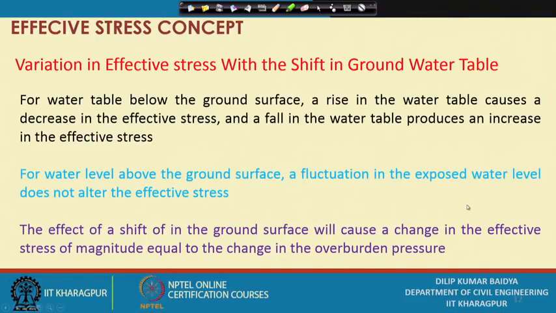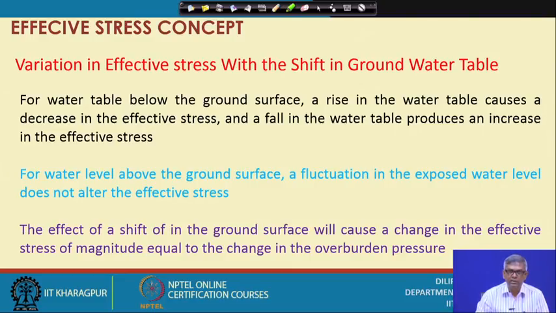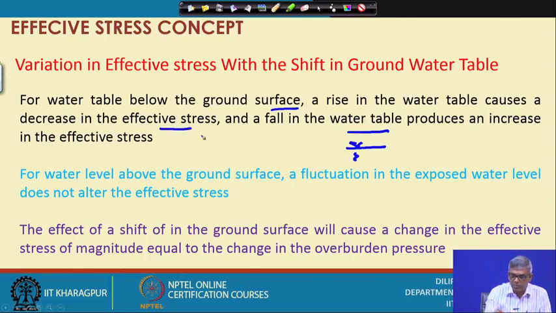Now, the variation in effective stress with the shift in groundwater table, that is what I have mentioned: the effective stress will change with variation of different things, and water table is one of the most significant parameters. Consider a water table below the ground surface. Suppose this is the ground and the water table is somewhere here; a rise in the water table causes a decrease in effective stress. So, if the water table goes up from here, then at any depth below this level your effective stress will decrease. That application I will show later on.